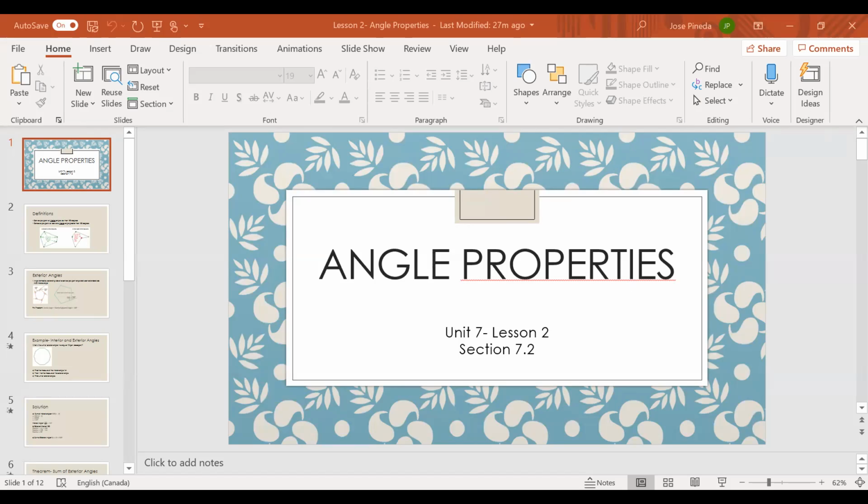So we're going over the properties of angles that we have for a polygon. Obviously, in the last lesson, we focused more on just finding the sum of the interior angles. Now we're looking at how to solve different problems that involve angles. Again, this lesson is going to be relatively short.